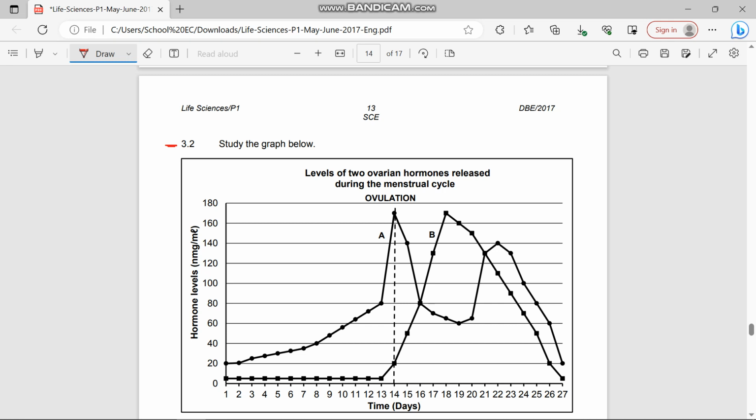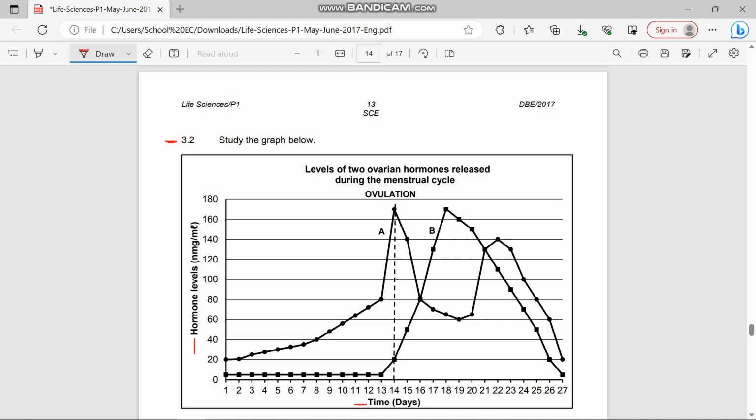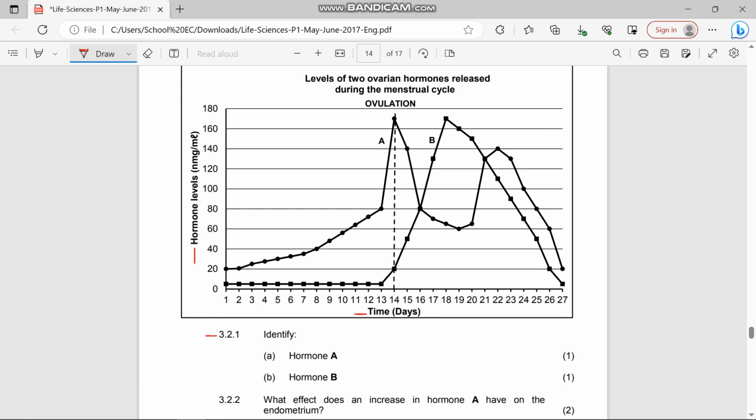As you can see, we have our y-axis, which is hormone levels, and our x-axis, which is time in days. So we have day 1 to day 27. Mind you, we are looking strictly at the ovarian hormones. You know ovarian hormones, right? So let's jump to 3.2.1 without wasting any time.